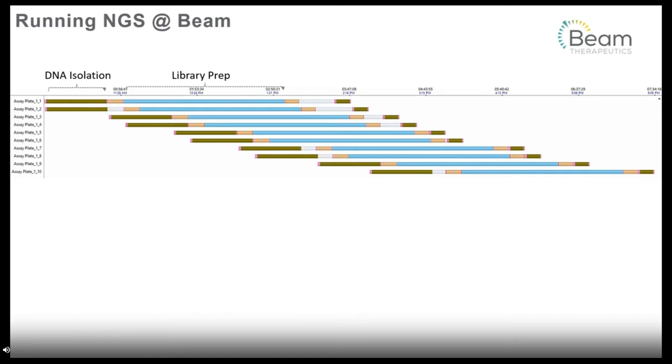Here is a high-level view of a typical 10-plate and 8-hour day. On the Gantt chart, the dark green blocks represent DNA purification steps, tan blocks are points where we need to quant samples, and blue is our NGS library prep consisting mostly of PCR and cleanup steps.